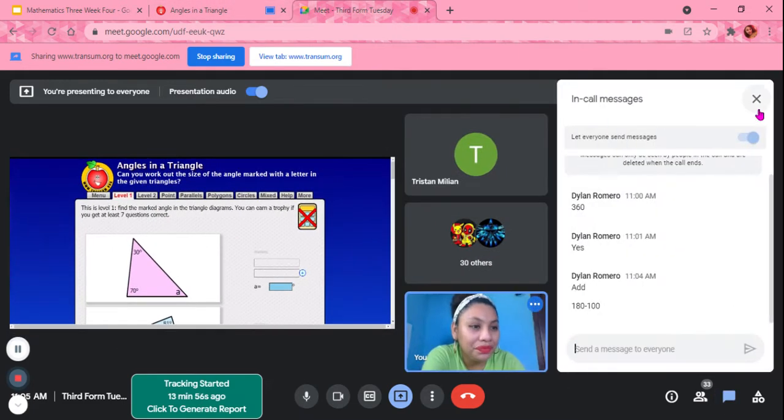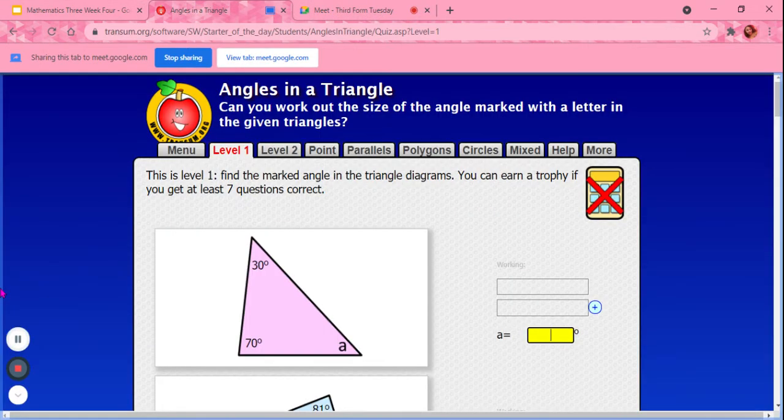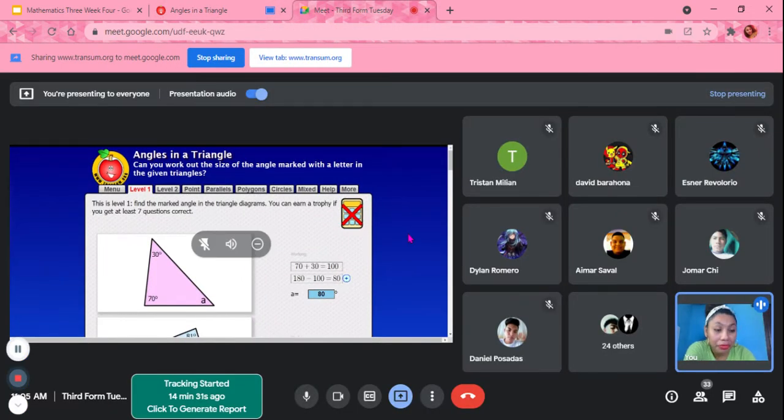Okay, very good. So when we are talking about these kinds of problems, we have to analyze the problem first, and then think about what we're going to be doing. The first thing I want to do is 70 plus 30, and that is going to give me 100. Once I have that 100, I'm going to take the total degrees in a triangle and subtract it from whatever I got from the addition. And my answer is going to be that difference. Any questions? Did everybody understand that?